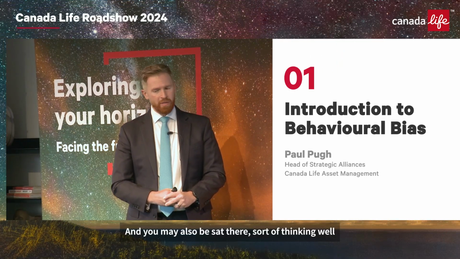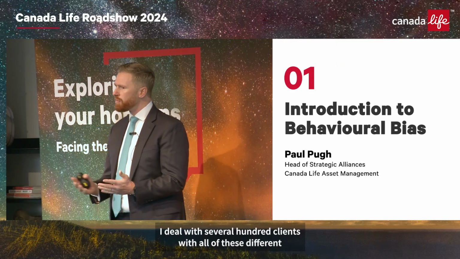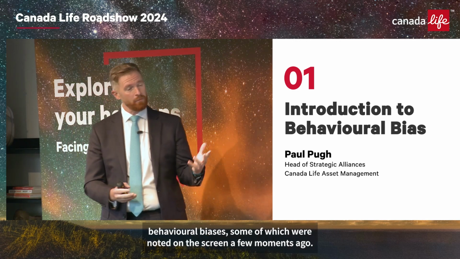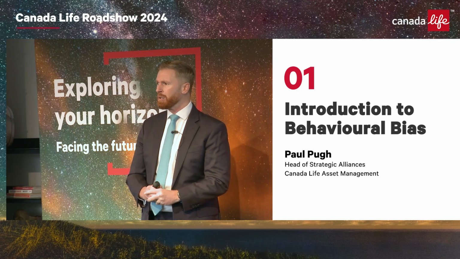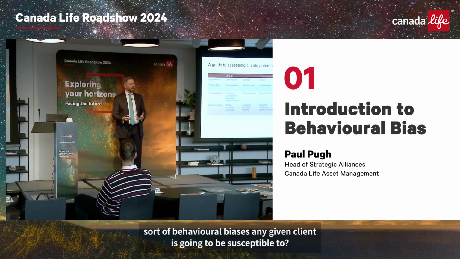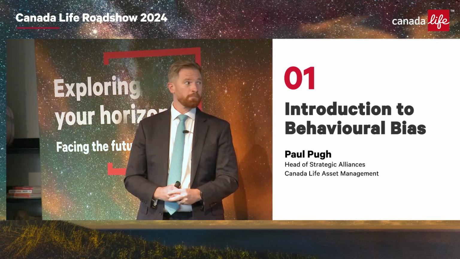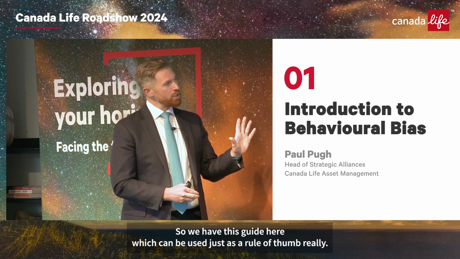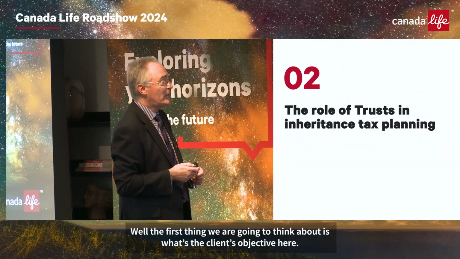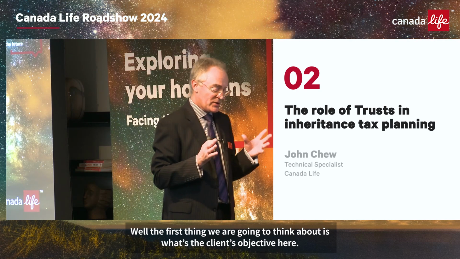You may also be sat there thinking, well, I deal with several hundred clients with all of these different behavioural biases, some of which were noted on the screen a few moments ago. How on earth am I supposed to try and decipher which behavioural biases any given client is going to be susceptible to? So we have this guide here which can be used just as a rule of thumb, really. Well, the first thing we're going to think about is what's the client's objective here?